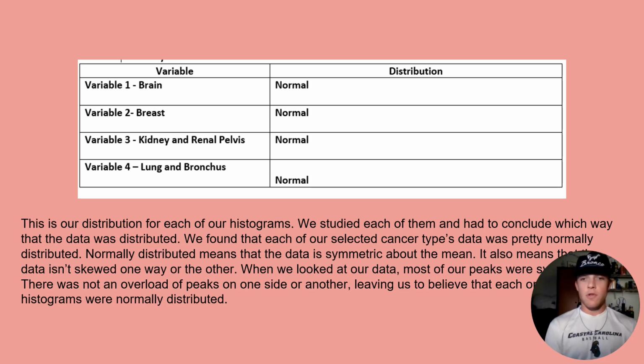This is our distribution for them. We studied each of them and had to conclude which way the data was distributed. We found that each of our selected cancer data types was pretty normally distributed. Normally distributed data in a histogram needs to be symmetric from the mean, and that's what we found with ours. When we looked at our data, most of the peaks were symmetric. There wasn't an overload of peaks on one side or another. This led us to believe that each of them was pretty normally distributed.